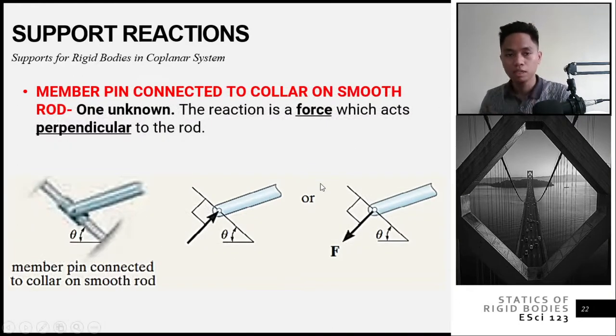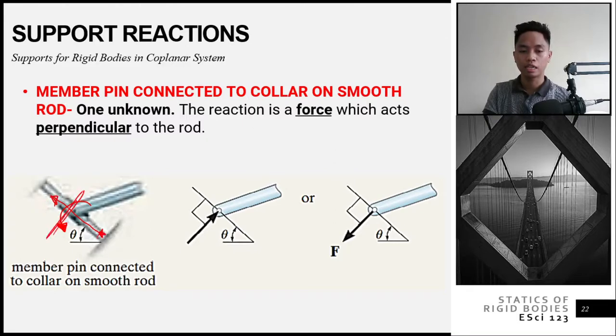Next is a pin connected to a collar on a smooth rod. So therefore it can resist a moment, you can have a moment there, right? So you can have a moment, but you cannot move either up or down, so you can move. What they resist is this part here, you cannot move sideways. So that is why you will resist a force here, perpendicular to your rod. This is your rod. If this is your rod, that would be perpendicular to your rod.